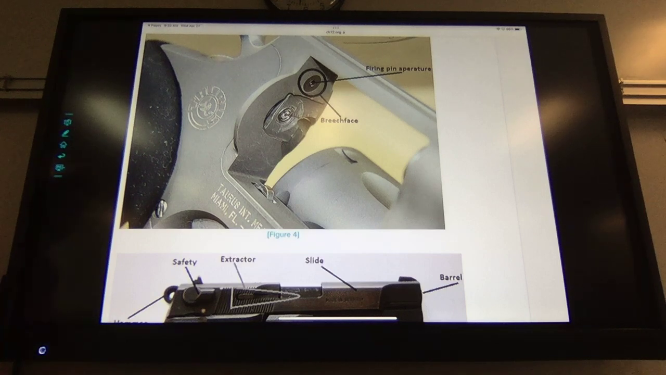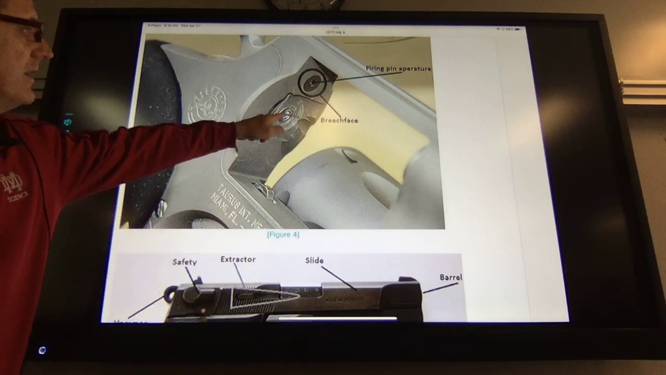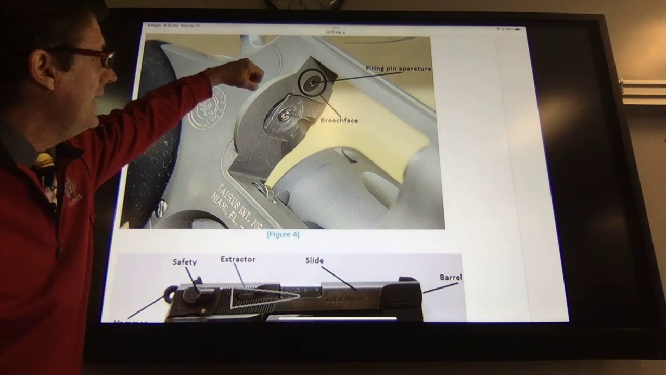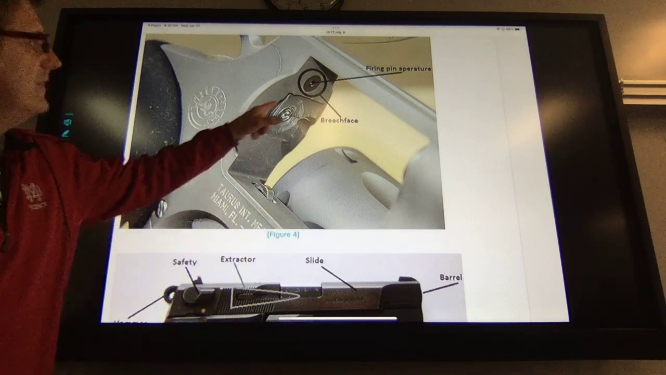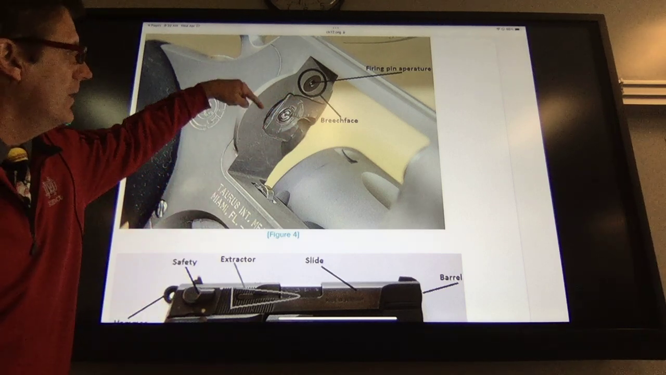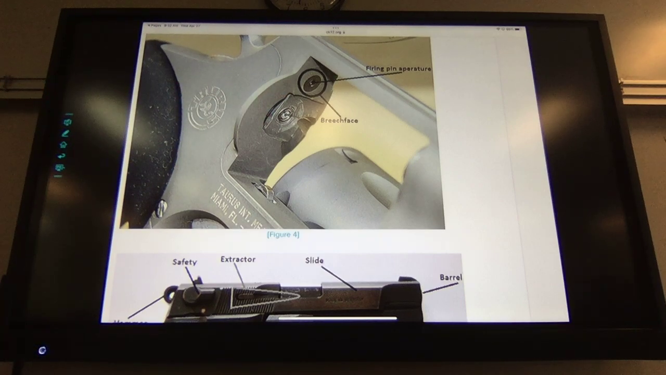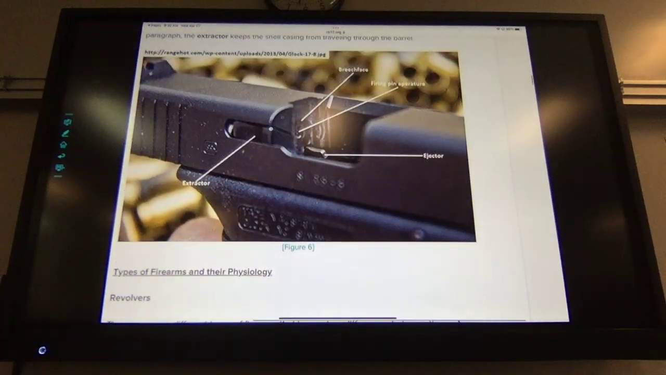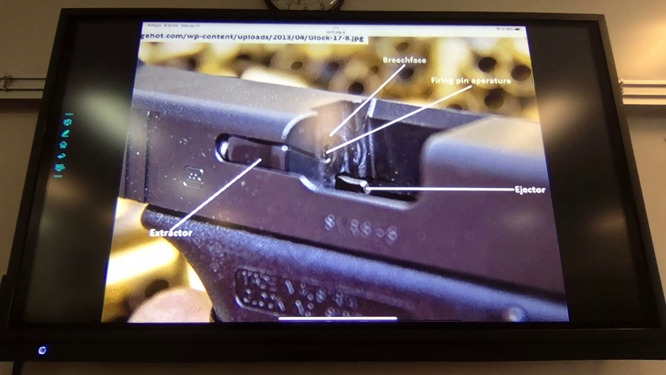So we're looking at the inside of like a 6-shooter here, and there's the firing pin mechanism right up here. And the breech face really is right here where the bullet will be resting. So we'll see a better picture of that in a minute. So there's quite a few pictures in here for you to take a look at.